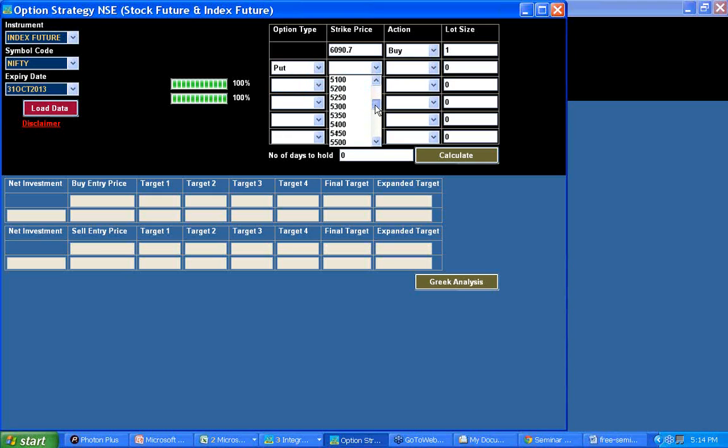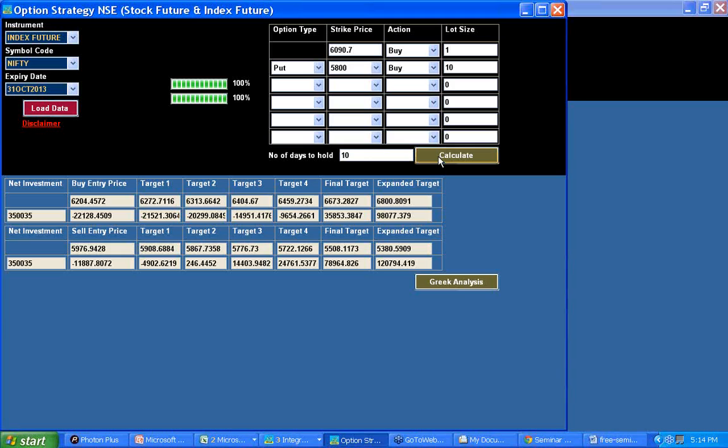Say I am just going for a put option of 5,800. I am going to buy 10 lots. So this is also a strategy. I am going to hold it for 10 days, so calculate maximum 10 days period. So this says, once you are going for upward journey, this will be the profitability, this will be the liability. Any strategy, whatever comes to your mind, you can form, and you can also have an enhanced Greek analyzer.